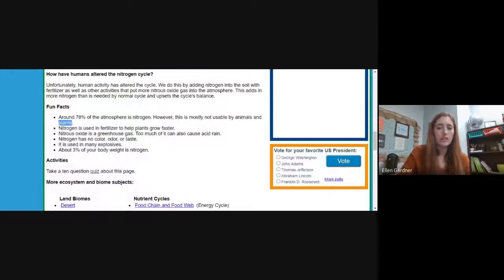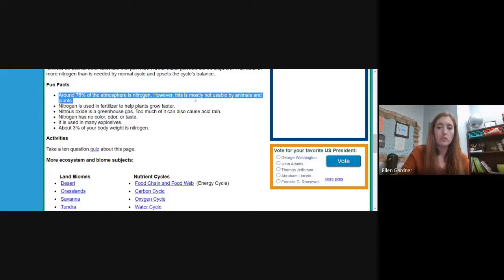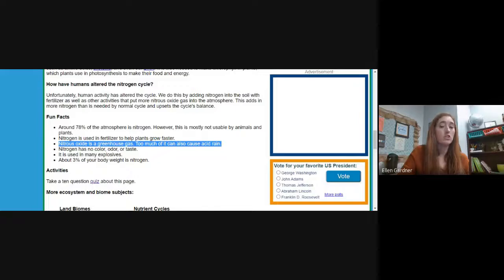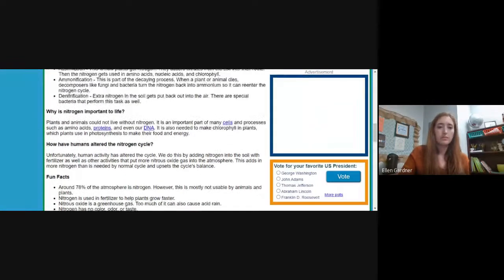Okay, it says about 78% of the atmosphere is nitrogen. However, this is mostly not usable by animals and plants. It's used in fertilizer to help plants grow faster. Nitrous oxide is a greenhouse gas. Too much of it can also cause acid rain. It has no color, odor, or taste. It's actually used in explosives sometimes. And about 3% of our body weight is nitrogen.